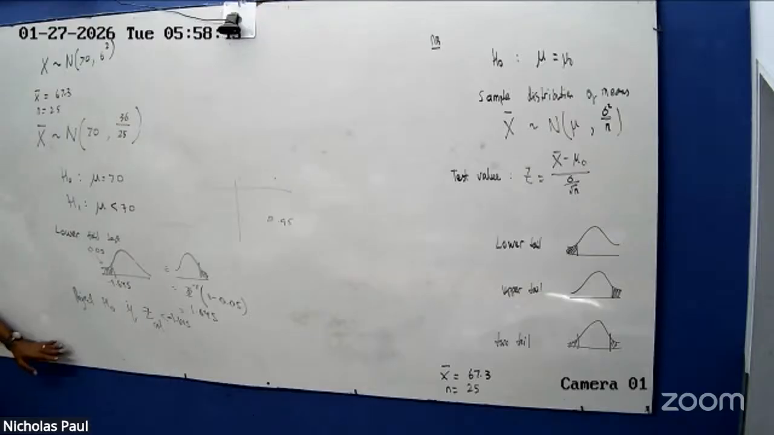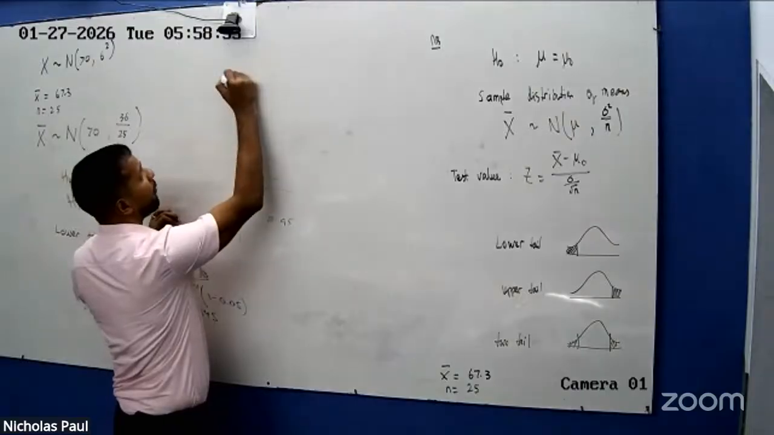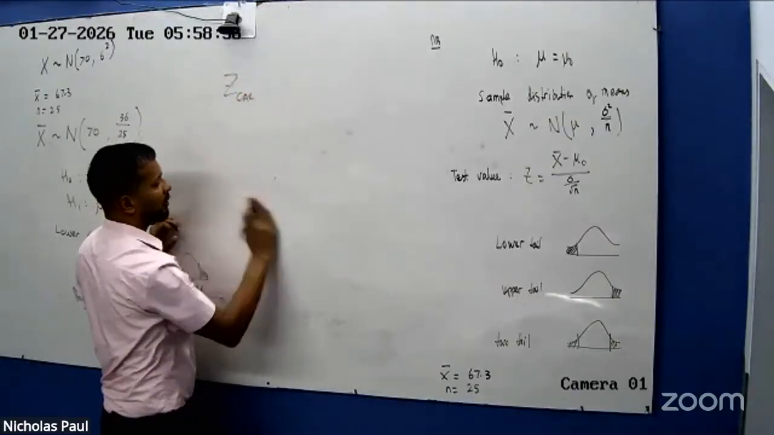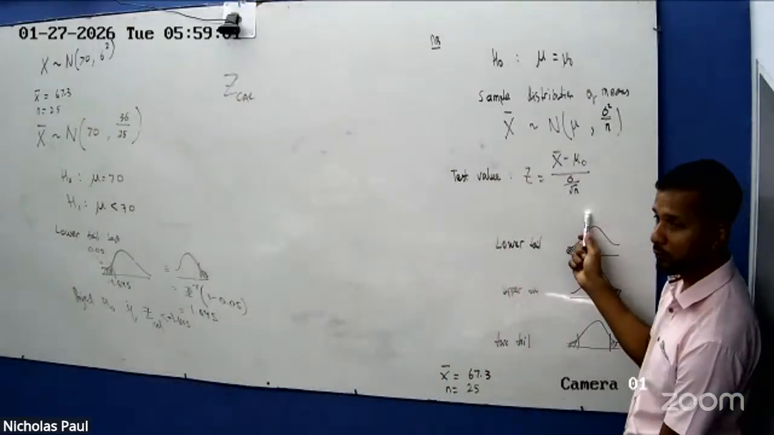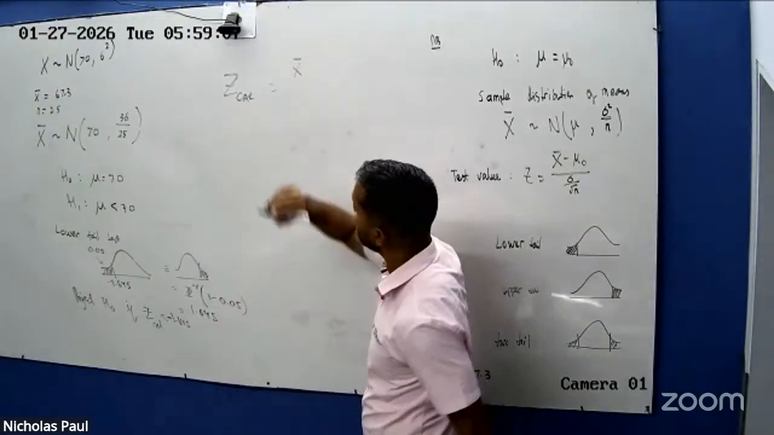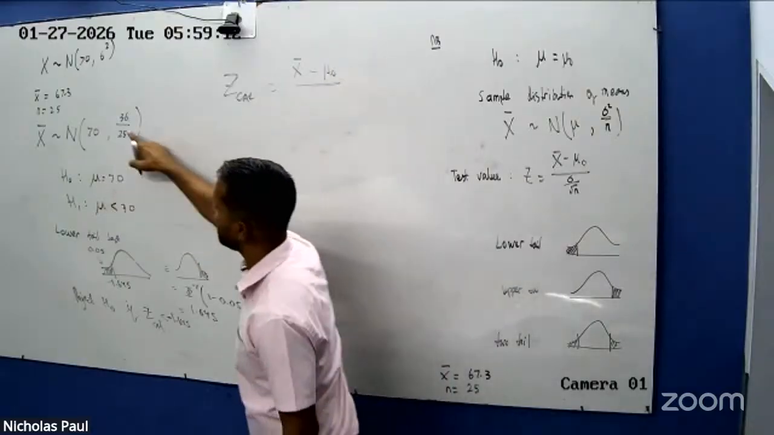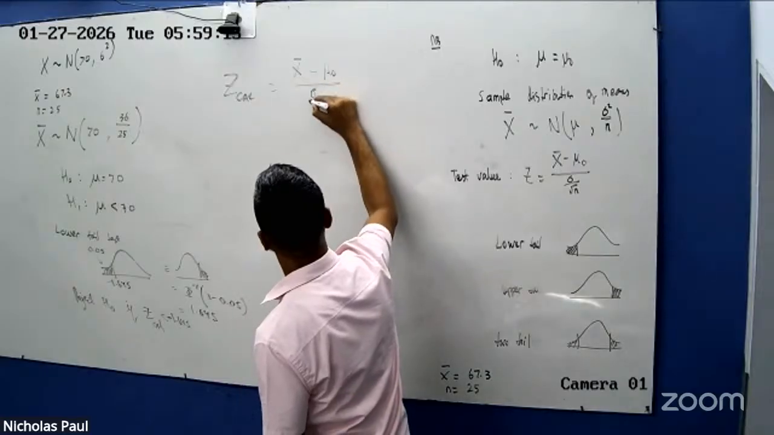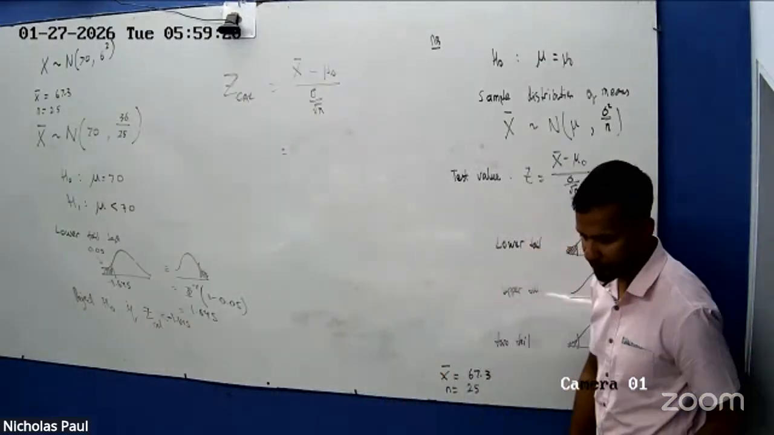Everybody okay with this? Right? What's the next step? Next step is to find the calculated value. What's the formula we're using for the calculated value? Right? X bar, you gotta be careful here. X bar, we found it already. We know what mu naught is. And we know what sigma and root n is. Tell me what you got.